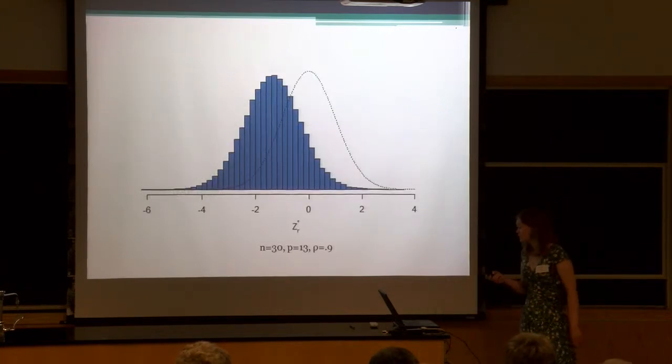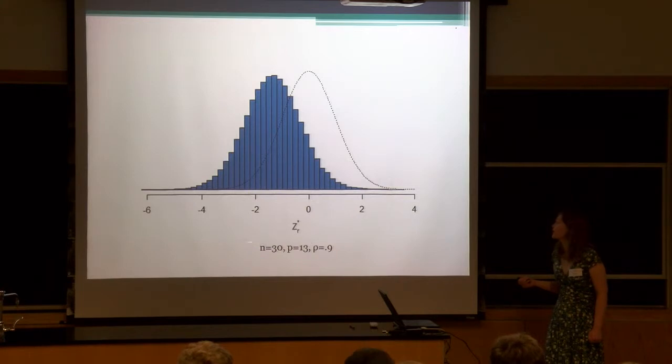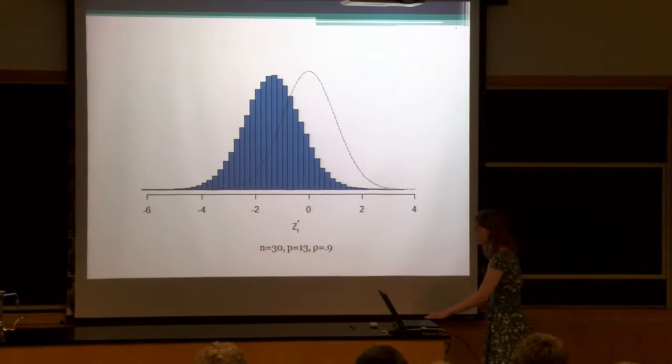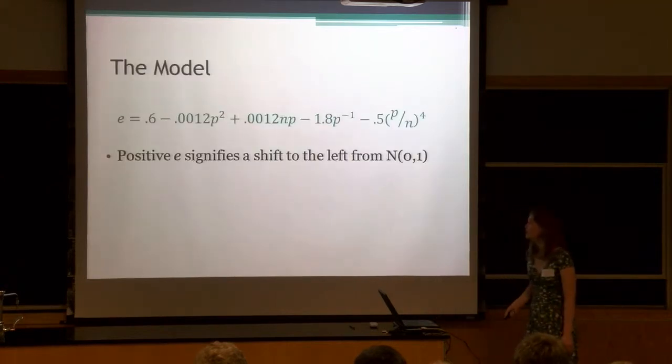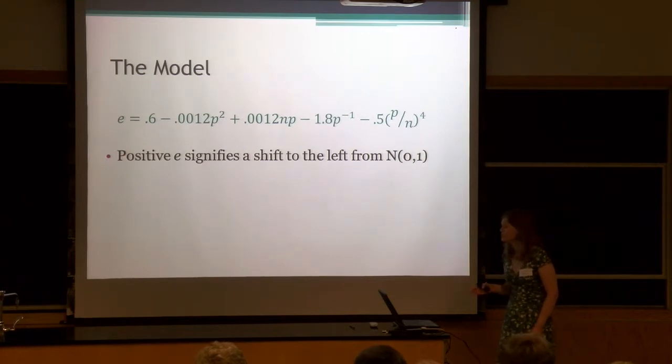So how we went about this was to generate these samples of ZR stars. For example, this one is where n is 30, p is 13, and rho is 0.9. And we would compare it versus the standard normal. So we would look at, say, the 5th percentile here compared to the 5th percentile here, and then record that shift. We ended up with this huge catalog of shifts that we then tried to model using n and p. And we ended up coming up with this model, where positive e signifies a shift to the left from standard normal.